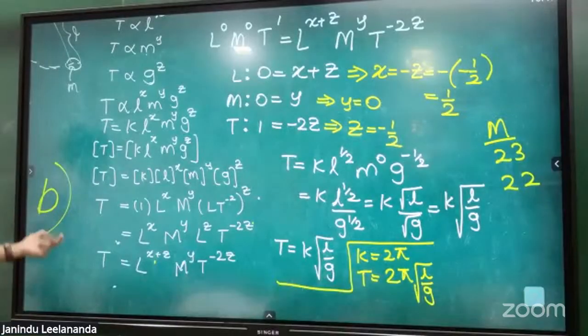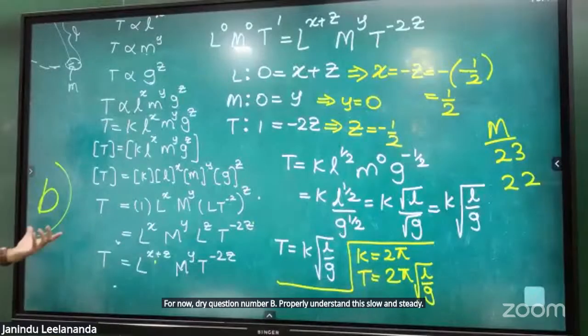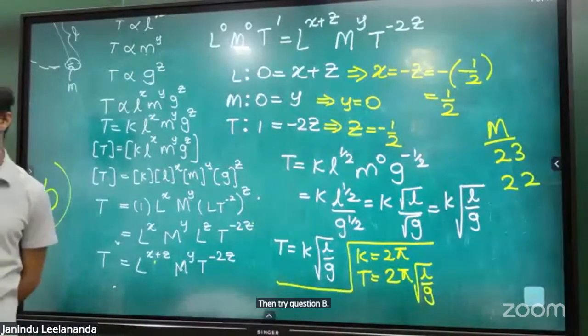For now, try question number B. Properly understand this, slow and steady. Then try question B for dimensional analysis.